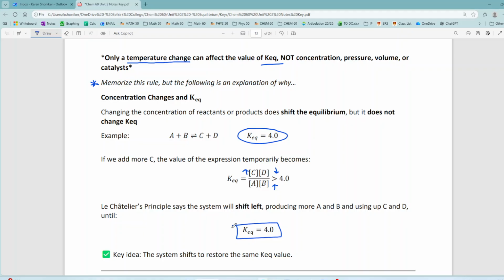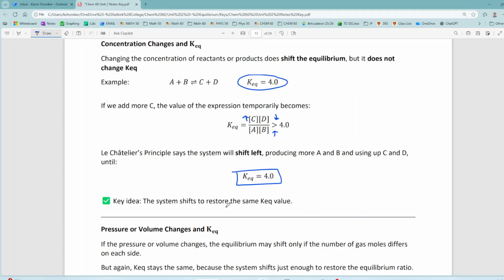That's when it knows to stop, right? So it kind of has this shift, and then it counteracts it, and you might have a new concentration of C, D, A, and B, but the ratio of the products to the reactants will be back to 4. So the key idea here is that the system will shift to restore that same KEQ value that it had before the change in concentration.